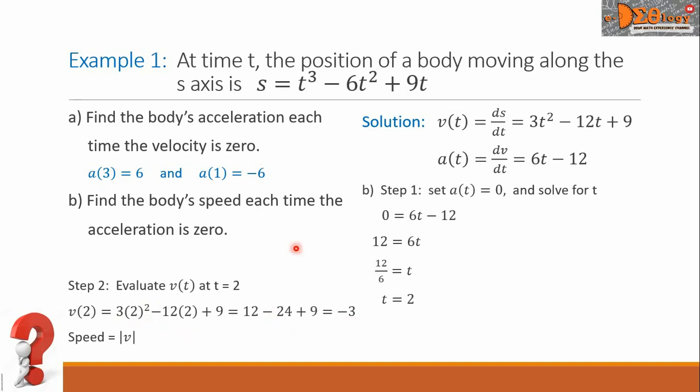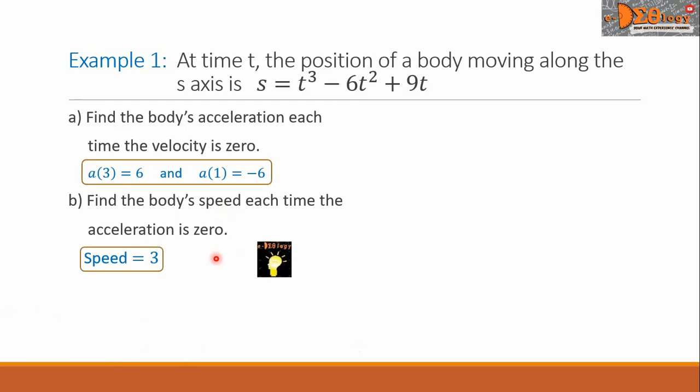Take note that we are looking for the speed, and the speed is equal to the absolute value of velocity. So taking the absolute value of negative 3, the speed is equal to positive 3. Let us write this answer down for problem B. We are now able to write the final answers for example 1, problem A and problem B.